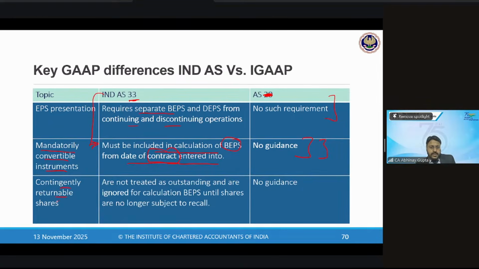Contingently returnable shares. Again, Ind AS 33 is trying to be expressive here. AS or IGAAP is silent on this. They are not treated as outstanding and are ignored for the calculation of basic earning per share until they are no longer subject to recall. Are you able to recall this discussion we did in the first class? Contingently returnable, contingently issuable shares, right?